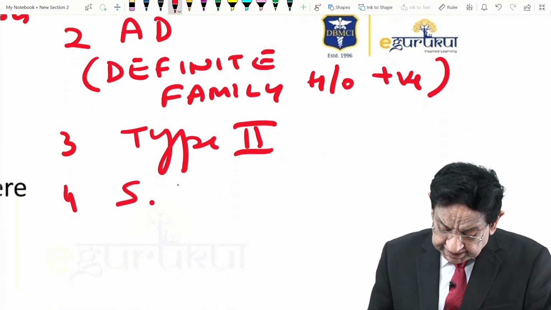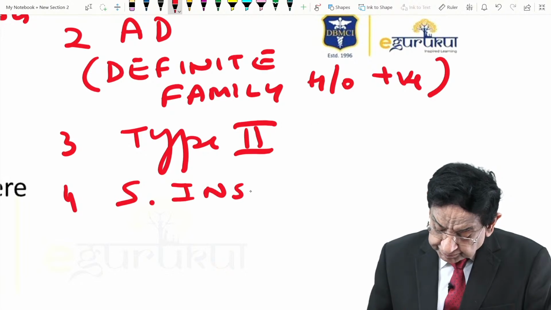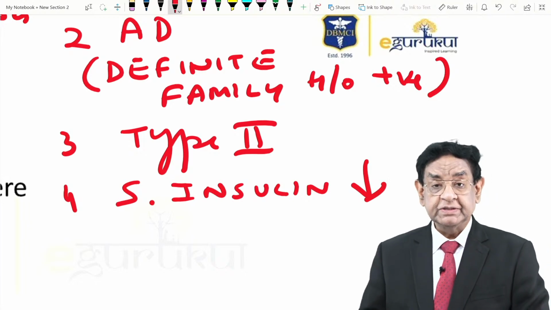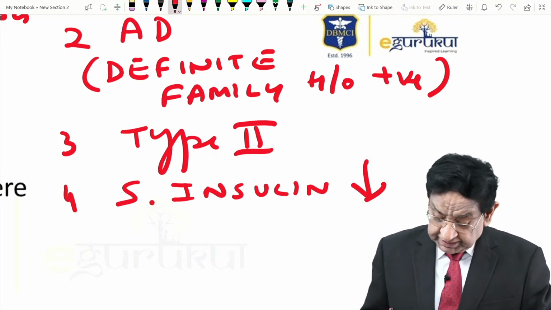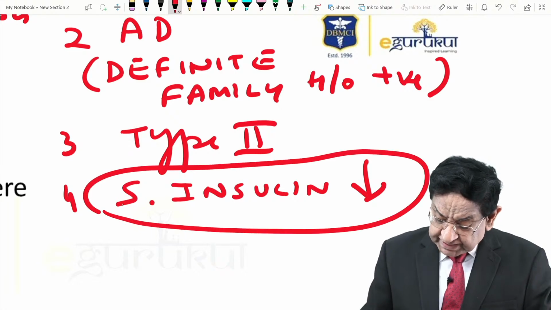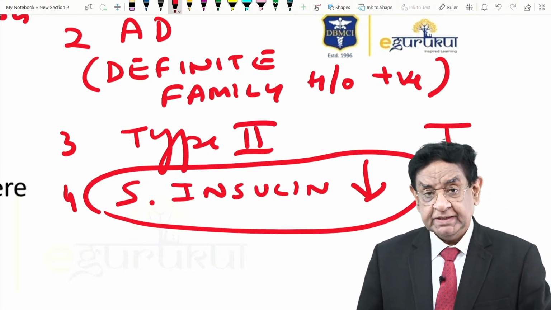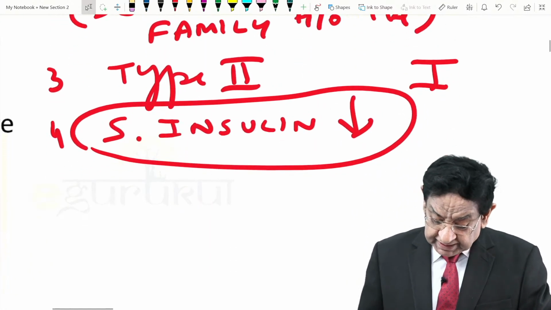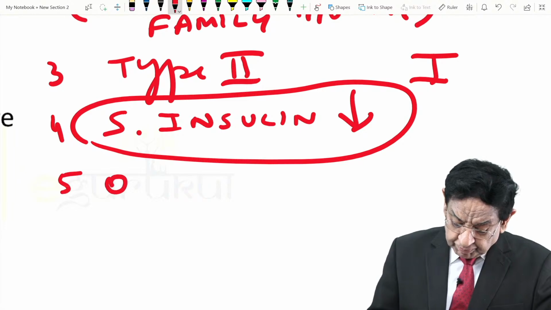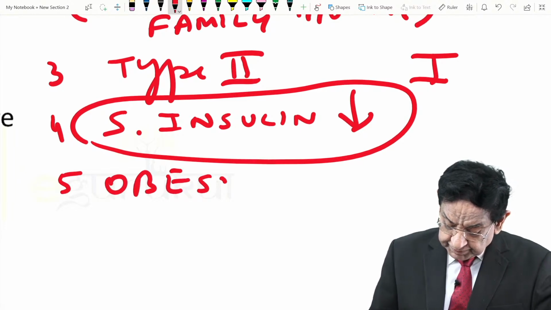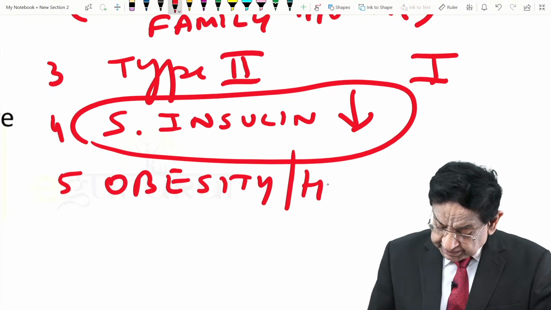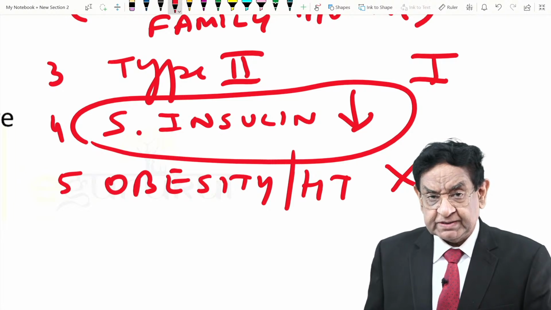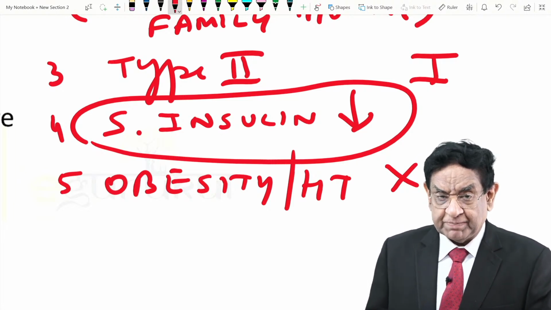But serum insulin level is reduced. Something very strange. Now this finding we normally see in type 1 diabetes, but I said this is a kind of type 2 diabetes. Still, obesity and hypertension are not features. They are not seen. It's a simple, non-obese, normal person.